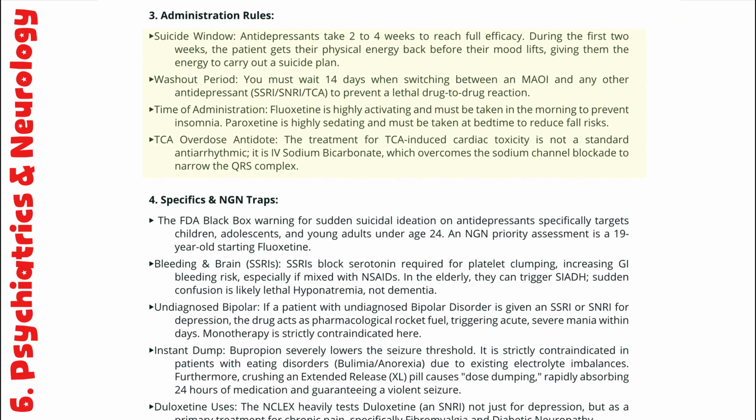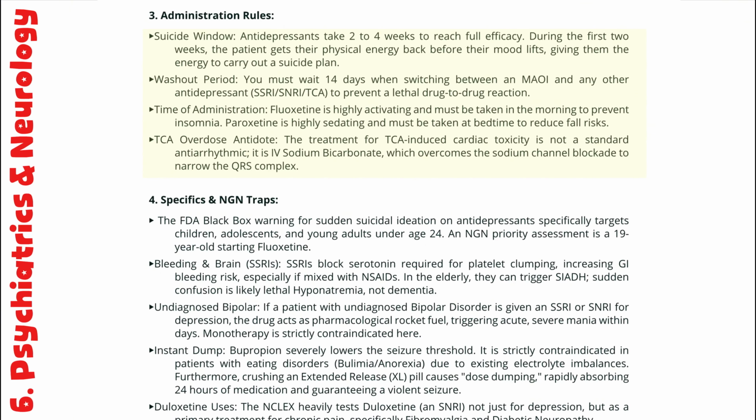Here's the timing that matters most, the suicide window. Mood takes 2 to 4 weeks to lift, but energy often returns first, creating the highest risk gap where a patient has the drive to act, but not yet the relief. The black box specifically targets patients under 24. Switching between an MAOI and any other antidepressant class requires a full 14-day washout.